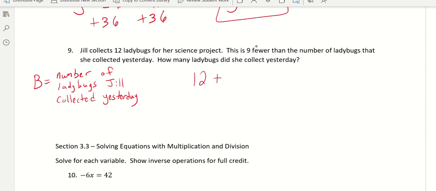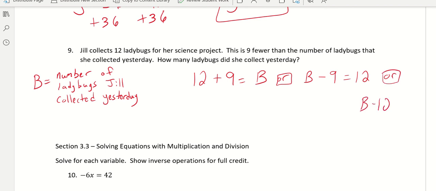So there's two ways. You could say 12 plus 9 equals the number she collected yesterday. Or, that would work. Or you could say the number she collected yesterday minus 9 equals the number she collected today, 12. Or there's a third way I can think of. B minus 12 equals 9. Any of these will work.